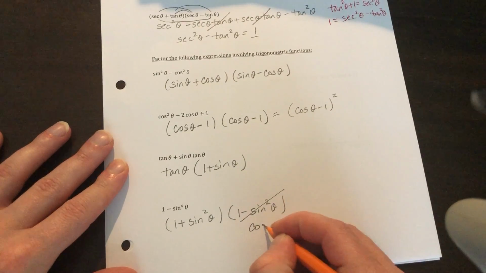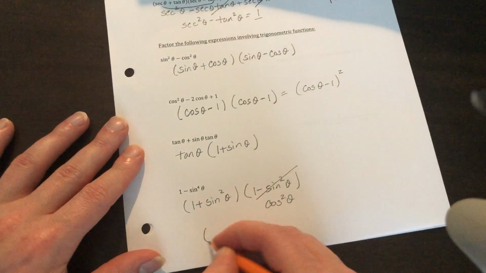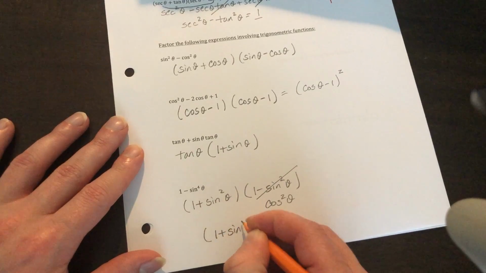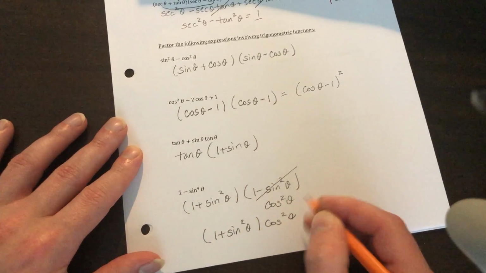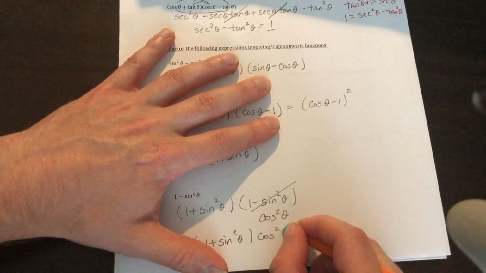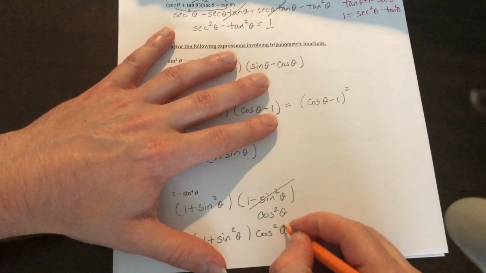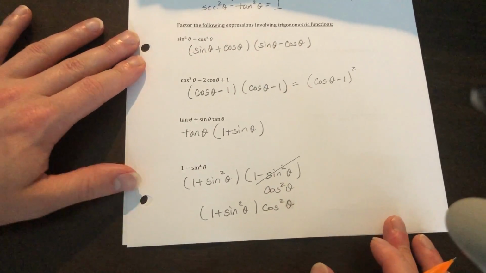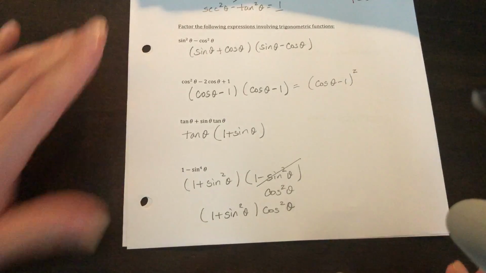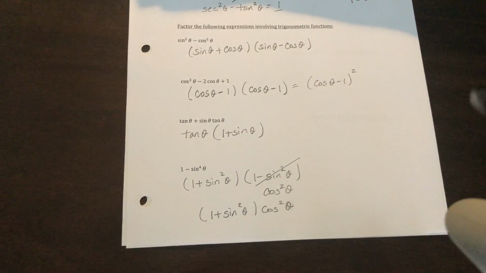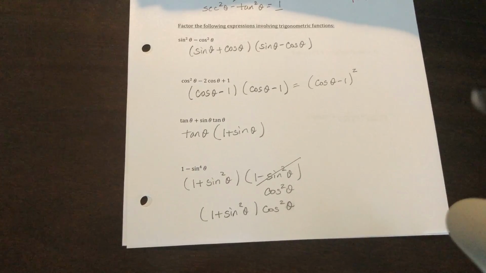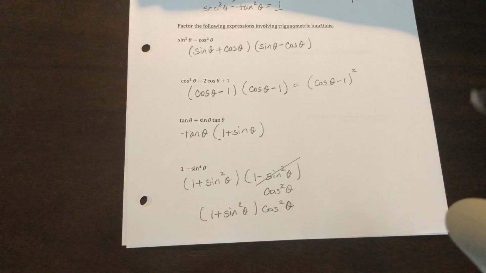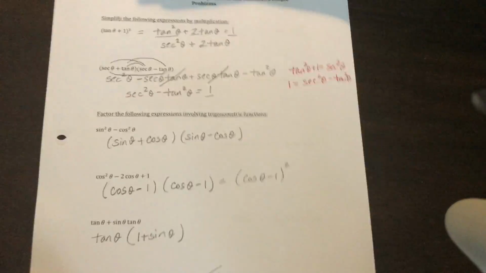So that goes to cosine squared. And that's your answer right there. Okay. So generally you want to try and get everything down to sines and cosines when we're simplifying, and you'll get the hang of it. It's just going to take you lots of practice problems.